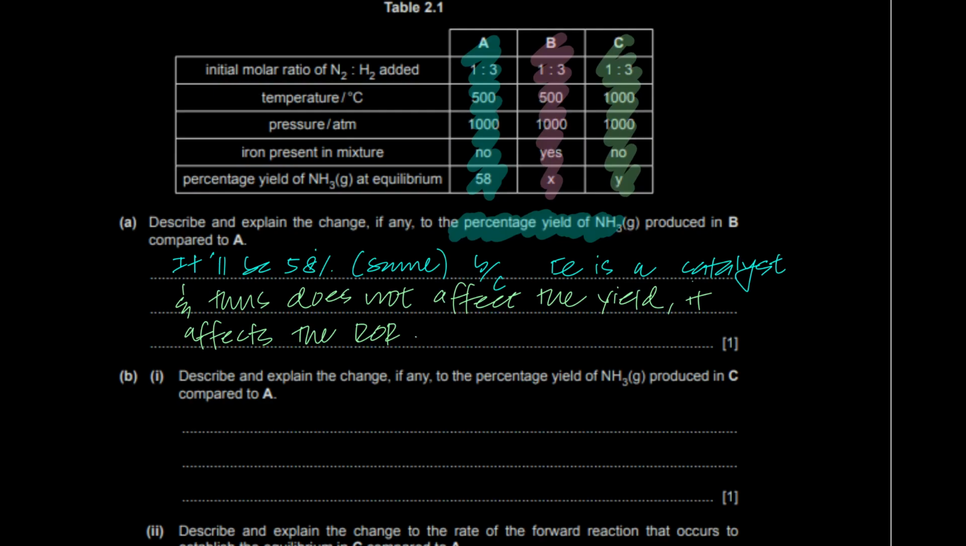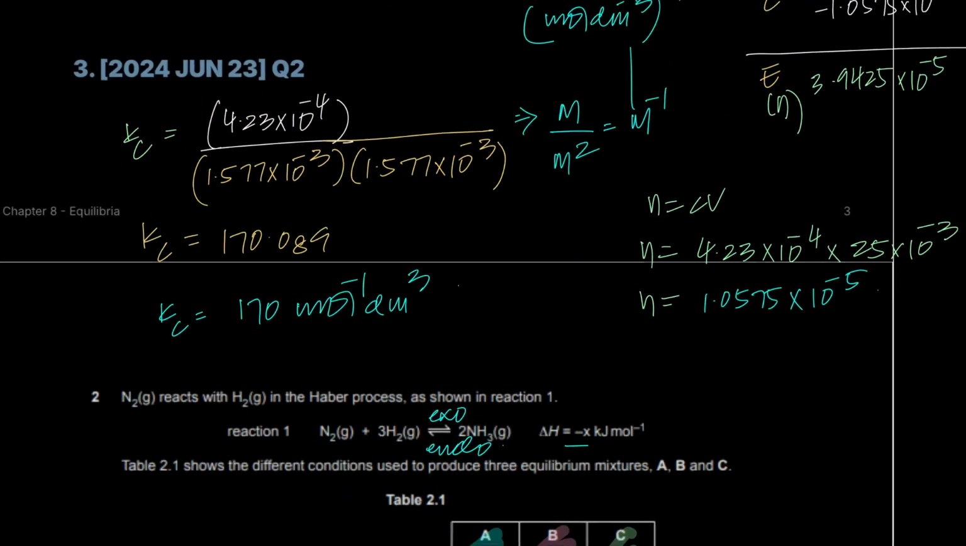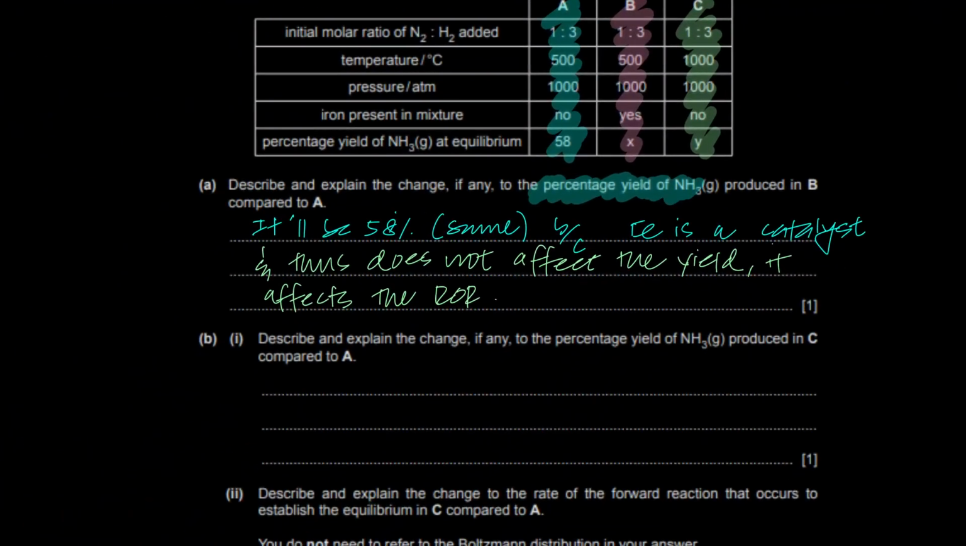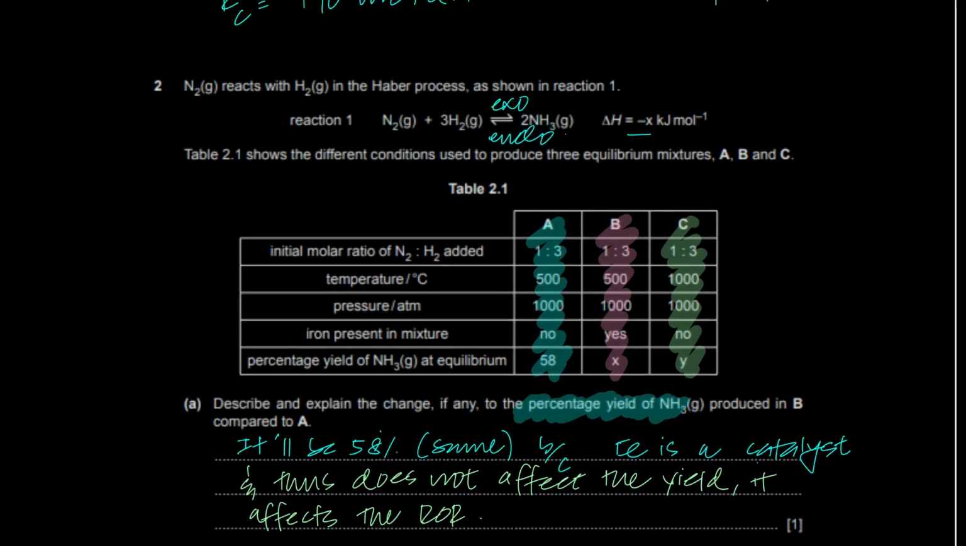If you've doubled the temperature from C to A, C versus A, you've increased the temperature. You tell me, increase in temperature favors what? Favors endothermic, right? As per Le Chatelier's principle, it favors the endothermic reaction. And therefore, the endothermic is which side? Left side or right-hand side? The forward or the reverse?